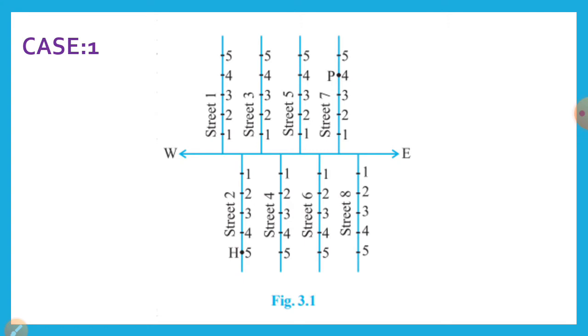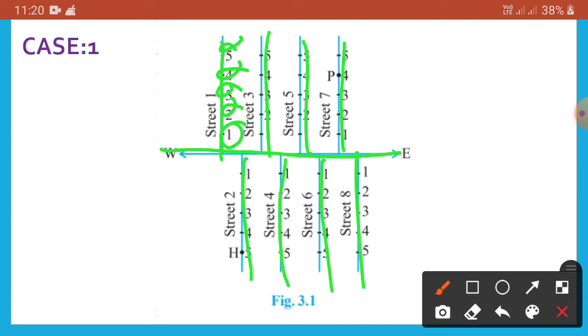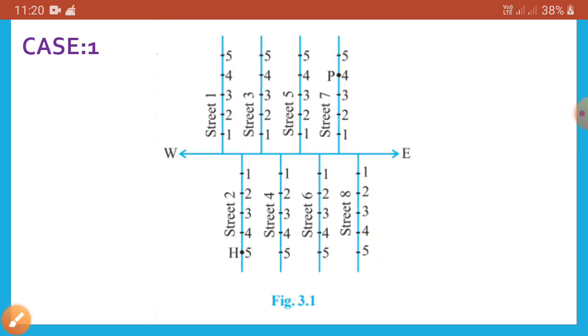Suppose this is situation number 1. Here you can see that there is a main road running in the east-west direction, and streets numbered from west to east. Also on each street, house numbers are marked. This is street 1, street 2, street 3, street 4, street 5, 6, 7 and 8, and all these are the house numbers.